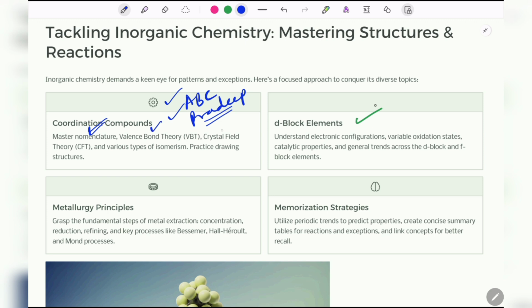VBT is a very important theory on which 2 to 3 marks questions are asked in the board examination. CFS diagrams can be asked, and various types of isomerisms, short notes can be asked. You have to practice drawing the structures of the compounds.